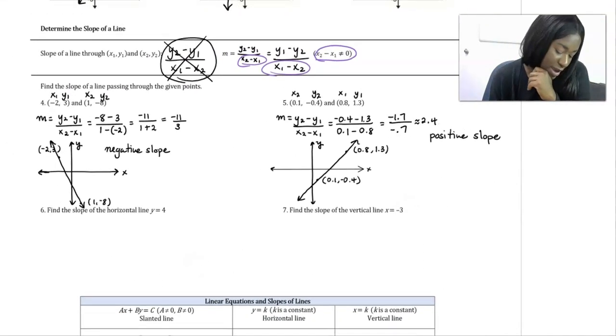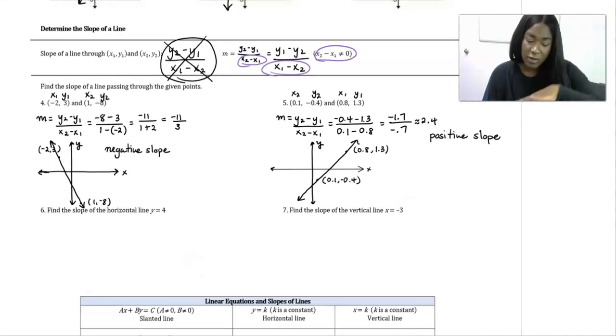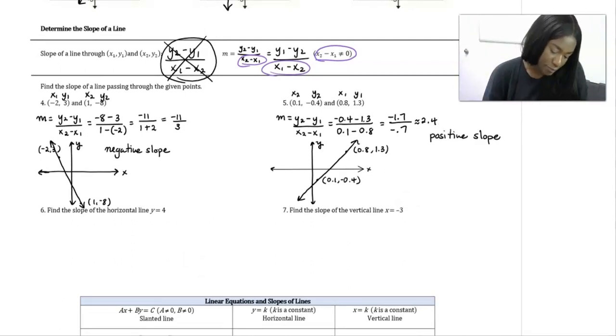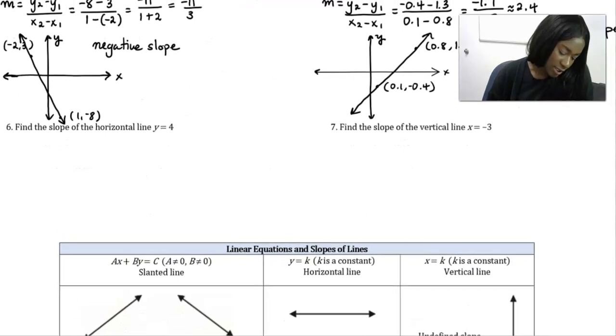So let's just compare what those two look like. Negative slopes, positive slope. And we'll generalize that in a second. Let's look at examples 6 and 7.